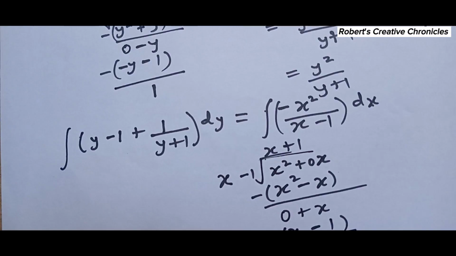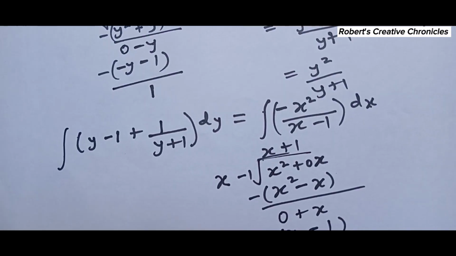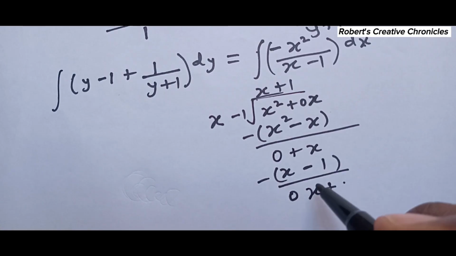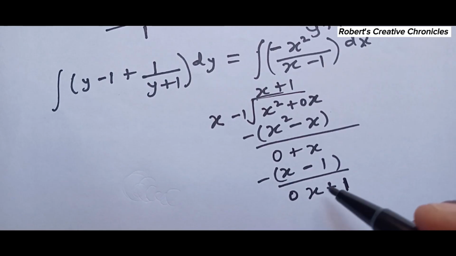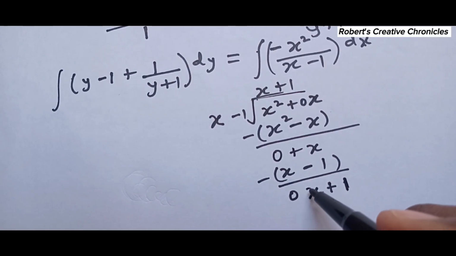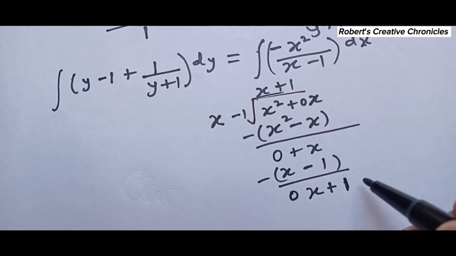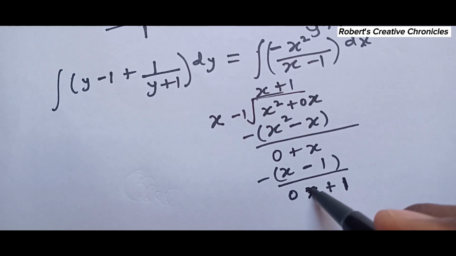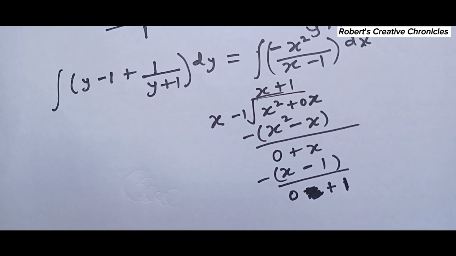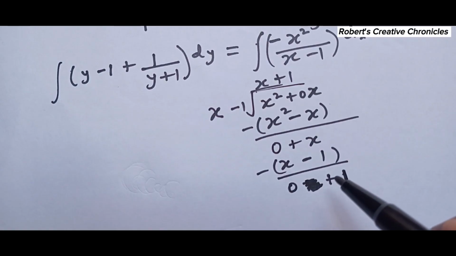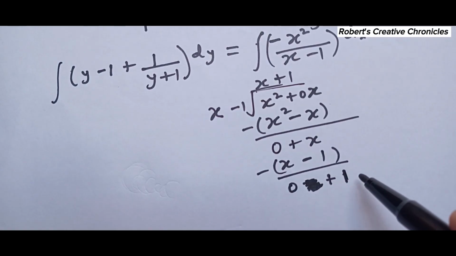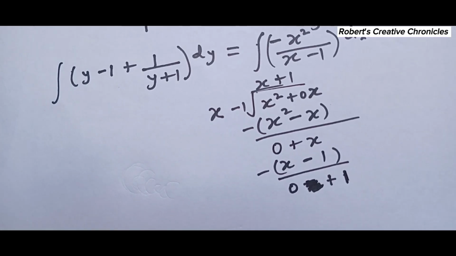This becomes, so 0x plus what? Plus 1. But this 0x, 0 times x is also 0. So this is also 0 plus 1. So it's 1. This x, there's no need for you to put it. So x minus x is 0, not 0x. So 0 plus 1, which is 1. So the remainder is 1.